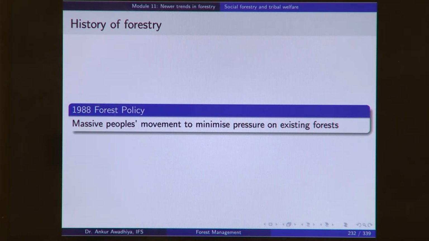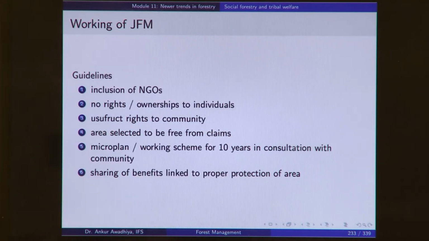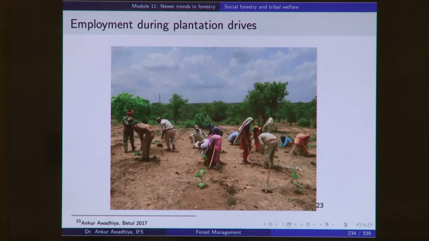With the 1988 forest policy, we said that a massive people's movement is essential and will be done to minimize pressure on the existing forests. And so we had the beginnings of the joint forest management in the 1980s. So this includes NGOs, and the individuals do not get rights, but the usufruct rights are given to the community. The area selected should be free from claims. Micro plans are made in consultation with the community, and sharing of benefits is linked to proper protection of the area.